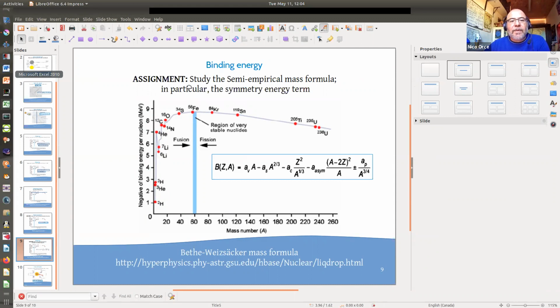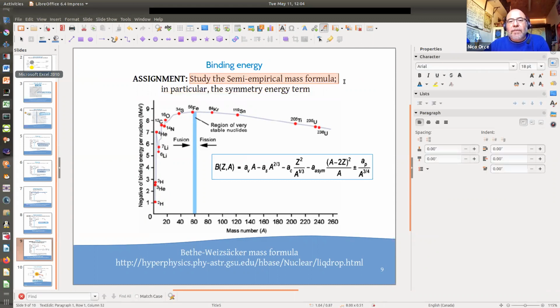Another assignment, I want you to study the semi-empirical mass formula. There's a very nice explanation in Crane, Crane chapter 1. It is a must read. And this is the semi-empirical mass formula, which actually explains nicely this trend of the binding energy curve. Not this up and down, but I think it reproduces the gross shape of the binding energy curve.